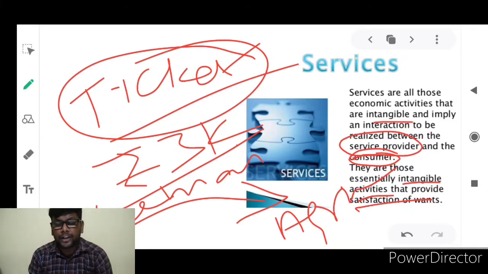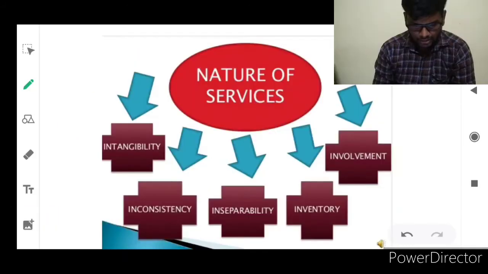And you are going to a pub, bar or else a cricket club. Wherever you go, even watching movies in the theatre, there also you can enjoy the services. You cannot touch and feel anything.